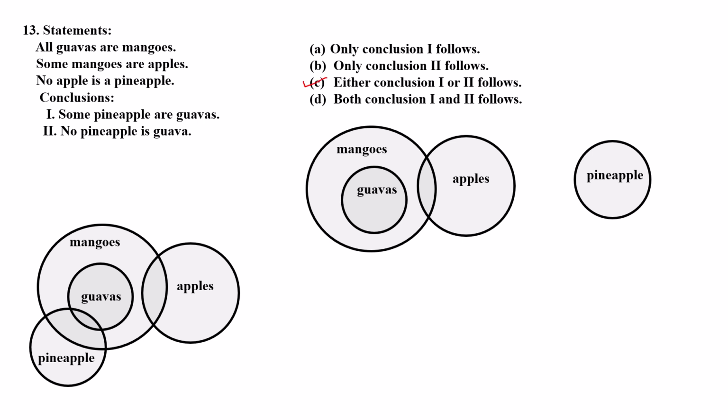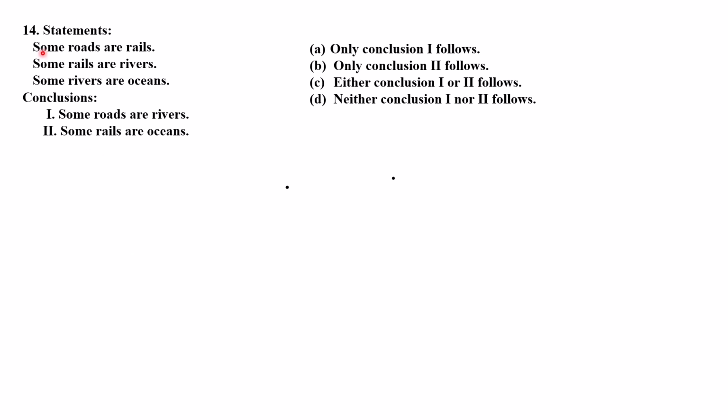Okay, now moving to question number 14. Now question number 14, again it is a statement and conclusion type. Some roads are rails, some rails are rivers, some rivers are oceans. So let's plot it.